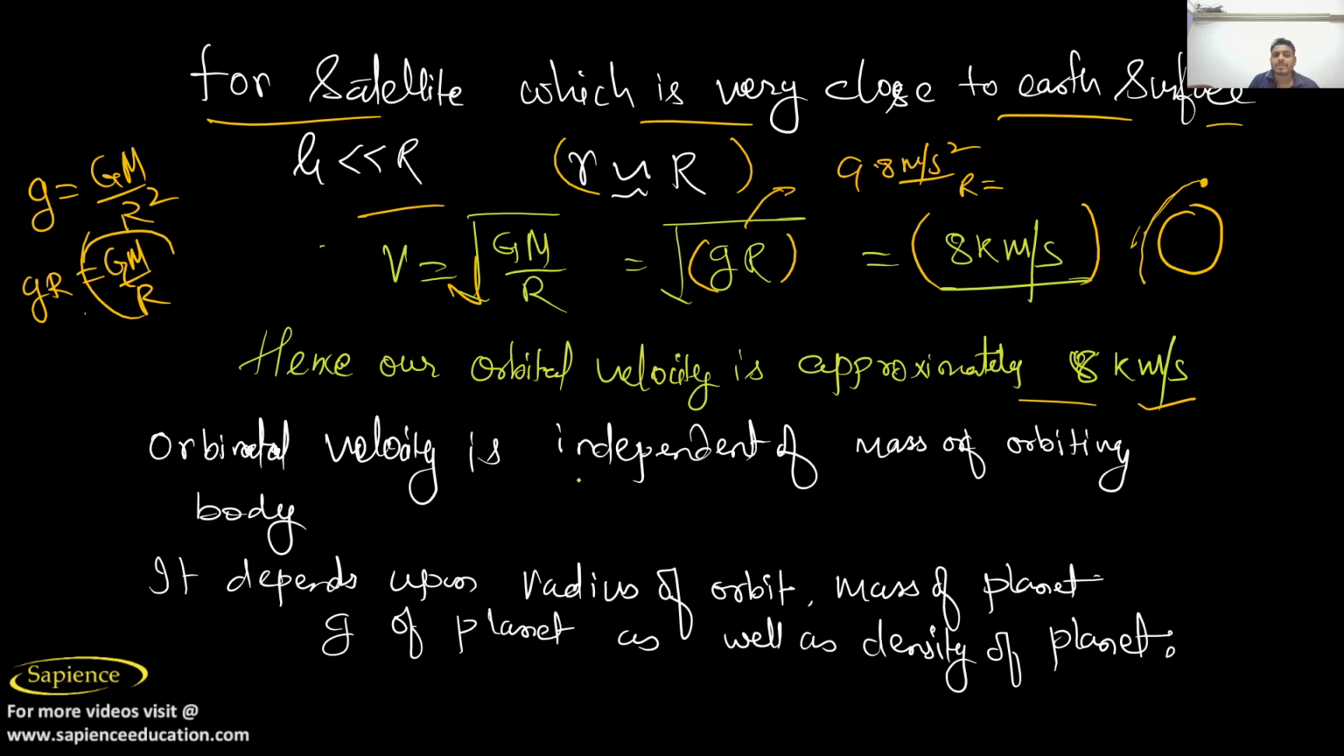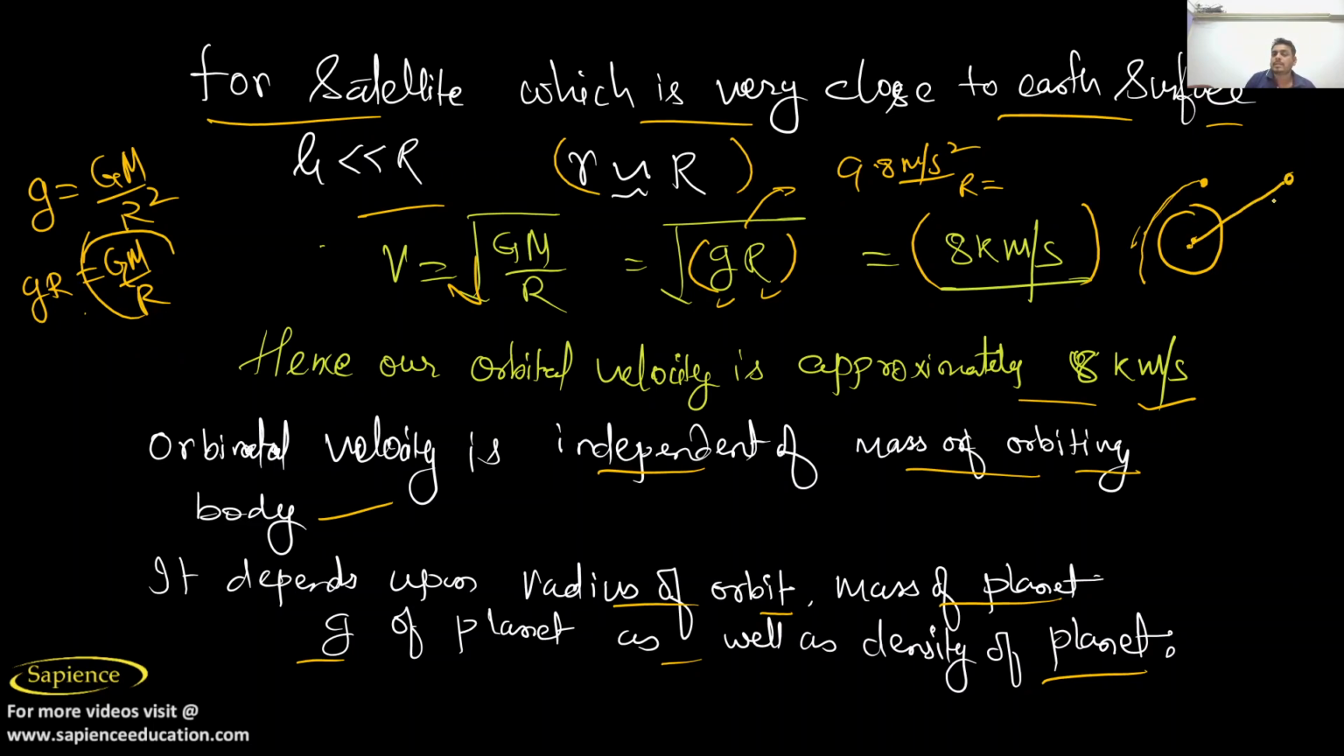Now orbital velocity is independent of the mass of the orbiting body. See here, orbital velocity has two things, g and r. So it does not depend upon the weight of the satellite. It depends upon the radius of the orbit, mass of the planet, and g of the planet, as well as density of the planet. But it does not depend upon the satellite's mass, but it depends upon the length of the central distance.